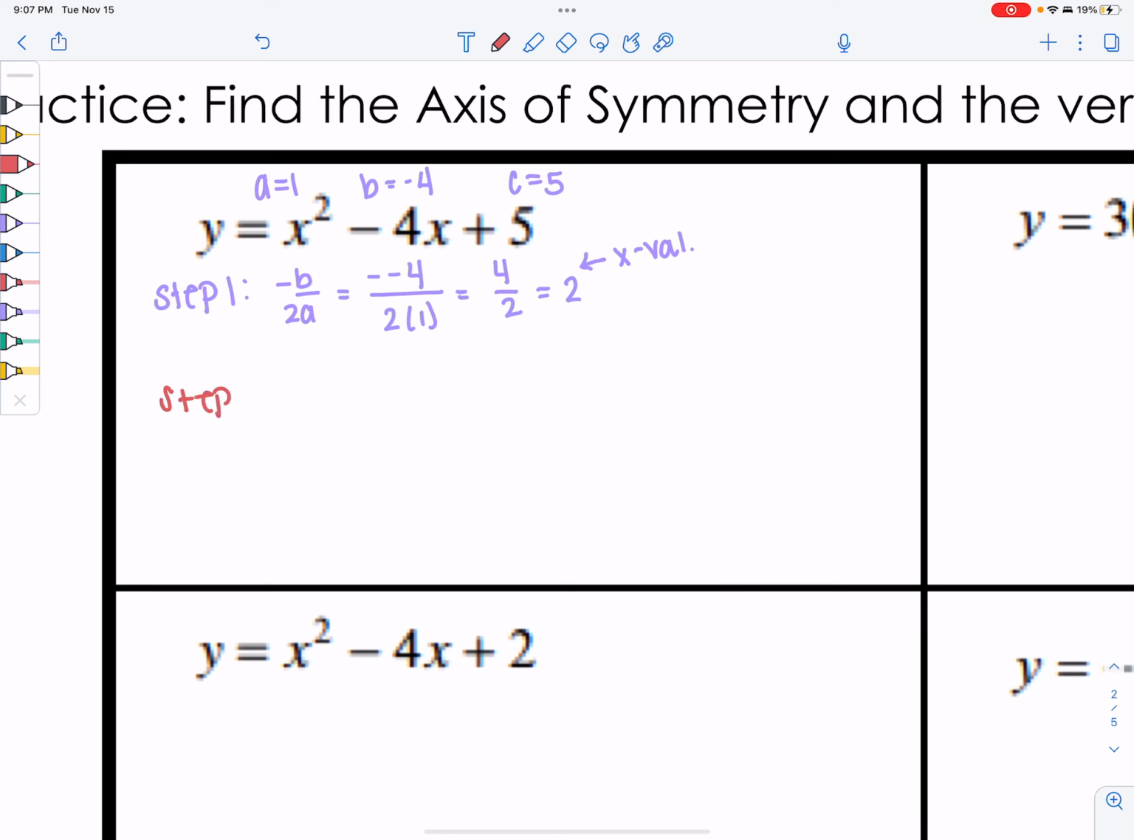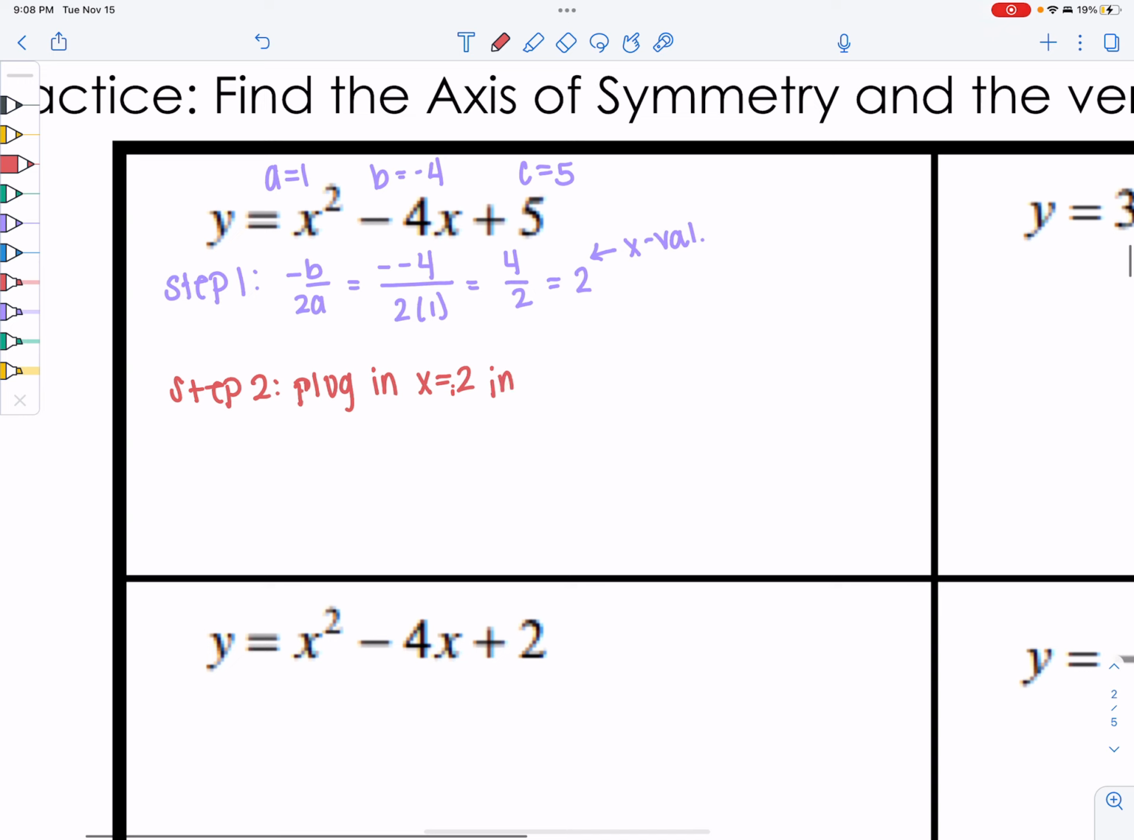So step 2, I'm going to plug in x equals 2 into the equation, x squared minus 4x plus 5. Okay, but instead of x, I want to fill in 2. So I've got 2 squared, and let me write that with parentheses. So we go ahead and get in that habit. 2 squared minus 4 times 2 plus 5.